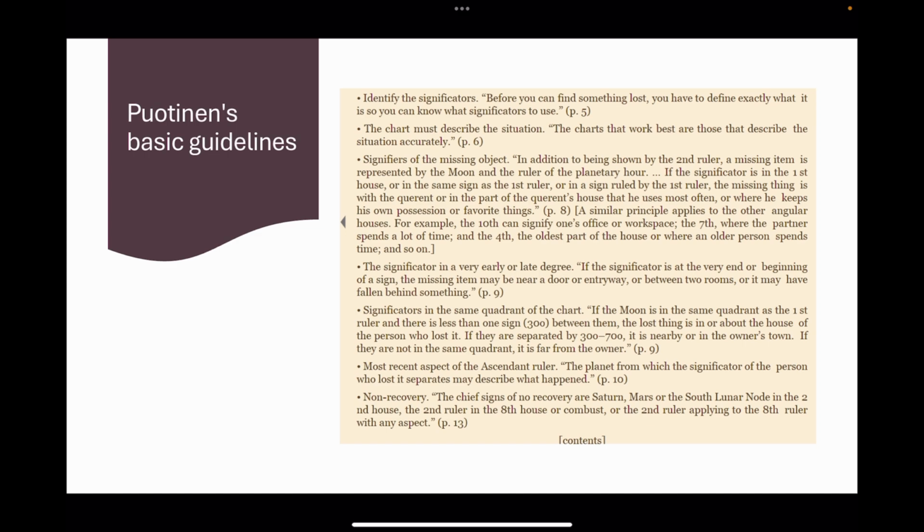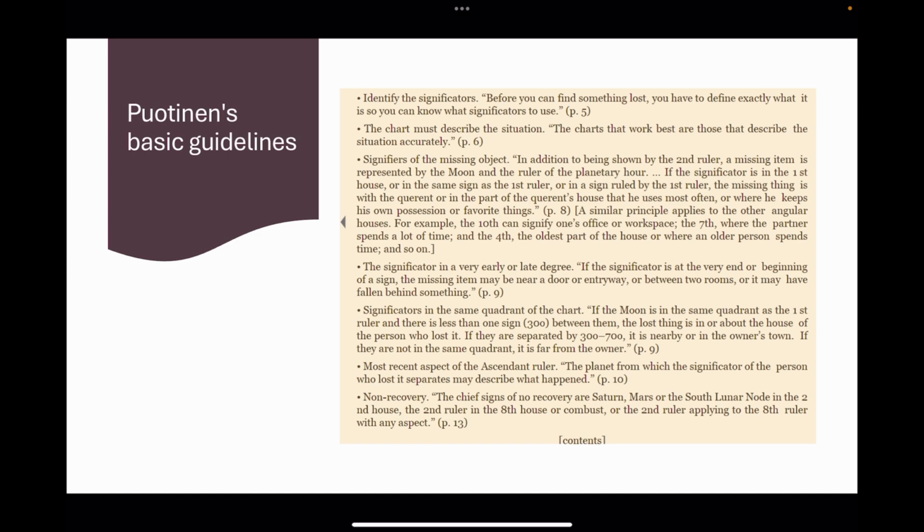And with horary astrology, we always use the traditional rulerships, meaning we use Saturn to represent Aquarius, not Uranus. We use Jupiter to represent Pisces, not Neptune. And we use Mars to represent Scorpio and not Pluto. But the sign that is rising and the planet that rules that sign is going to represent the querent.